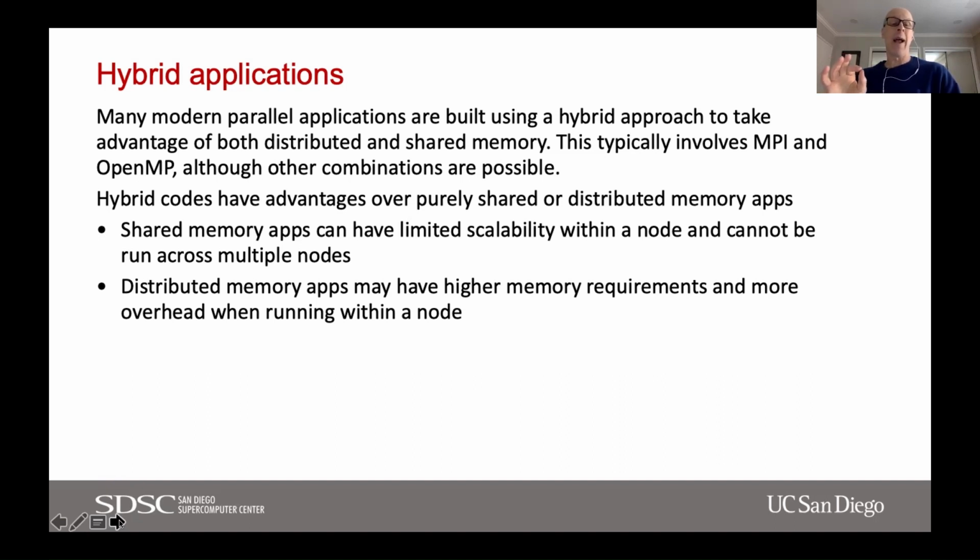Shared memory apps can have limited scalability within a node and cannot be run across multiple nodes. Distributed memory applications, on the other hand, may have higher memory requirements and more overhead when running within a node. So we'll find, especially as the number of cores in a processor has grown over the years, that these hybrid applications are becoming more and more common.